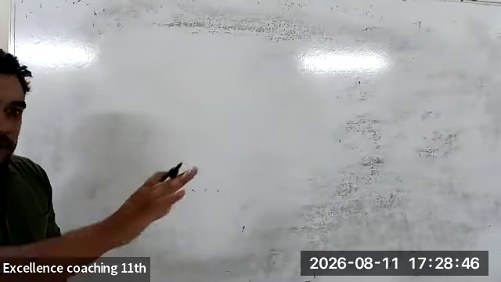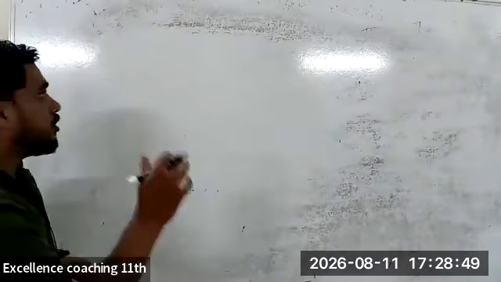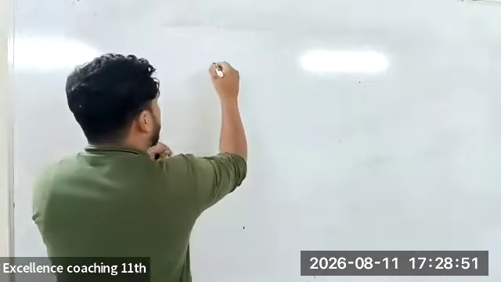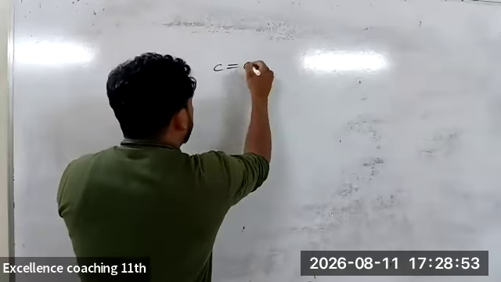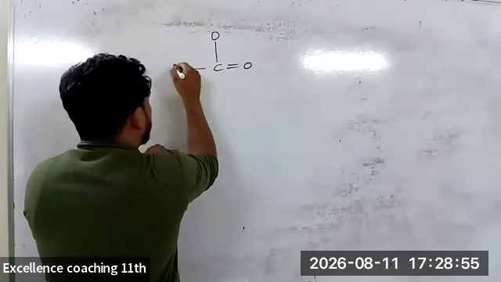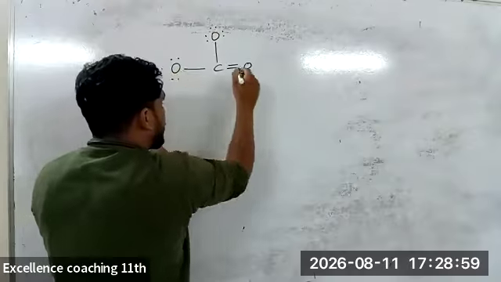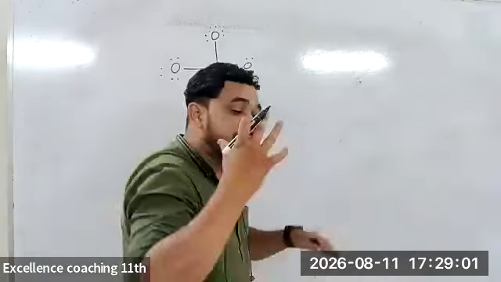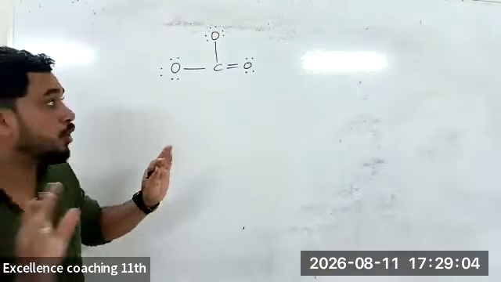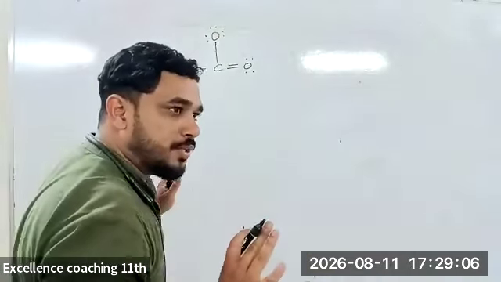Okay. Understood formal charge? Let's go for the CO3 2 minus. So I will draw here C double bond to oxygen, oxygen, oxygen. 1, 2, 3, 4, 5, 6. 1, 2, 3, 4, 5, 6. 1, 2, 3, 4. So we'll consider like this that we don't know which oxygen has a charge.